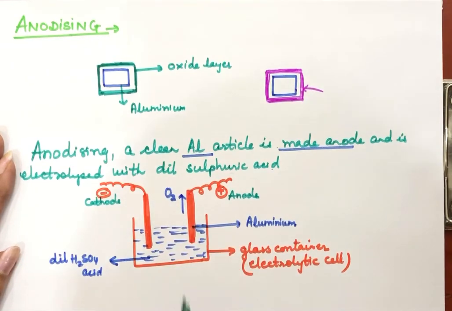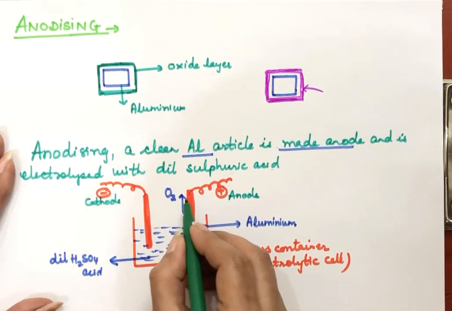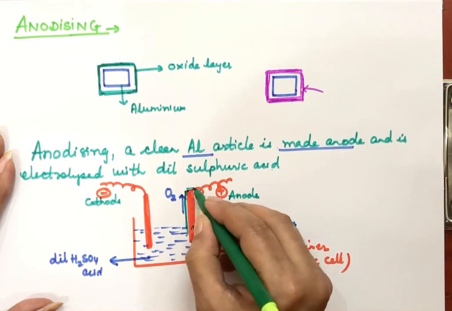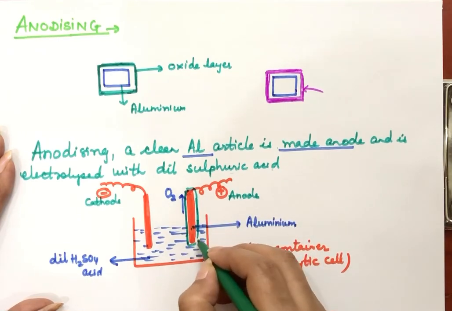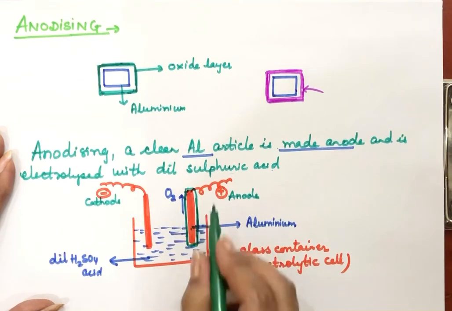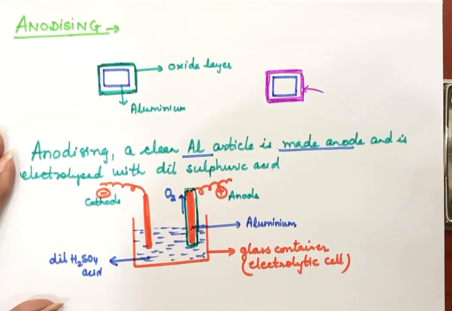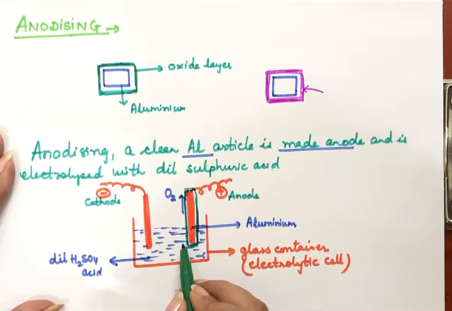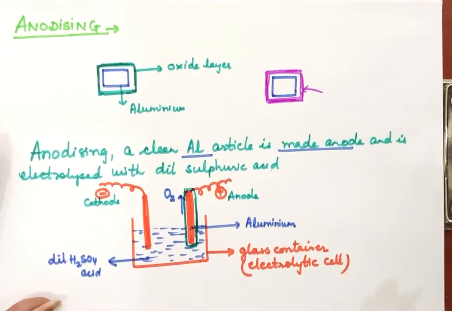This oxygen gas which is evolving here at the anode will start reacting with this aluminium electrode only and will start forming an oxide layer on its surface. And this oxide layer will not let the aluminium react with more oxygen, and because of this, the aluminium inside will remain as it is, that is, it gets protected from corrosion. And this oxide layer on the top of the aluminium can be dyed easily, and because of this, aluminium articles look attractive. So this is the process of anodizing.